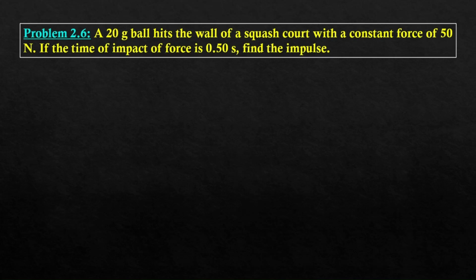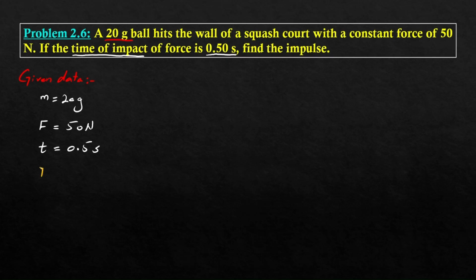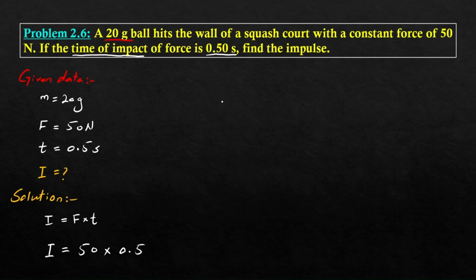Numerical number 2.6. A 20-gram ball hits the wall of a squash court with a constant force of 50 Newton. Mass of the ball is 20 gram and force is 50 Newton. If the time of impact is 0.50 second, find the impulse I is equal to question mark. As we know that impulse equals the product of force and time, so by using the formula and putting the values, I equals 25 Newton second.